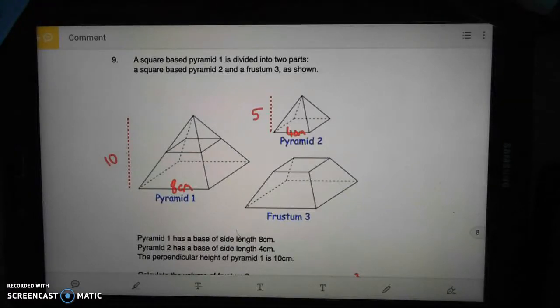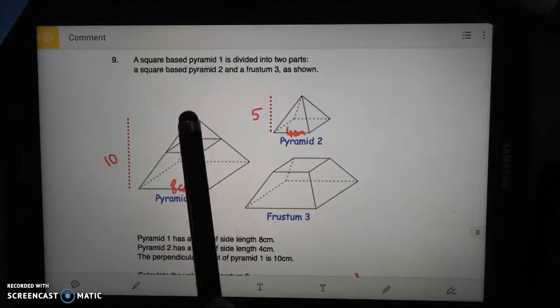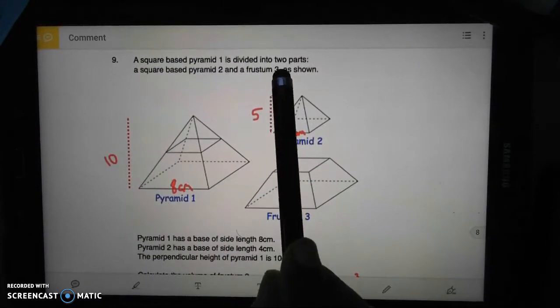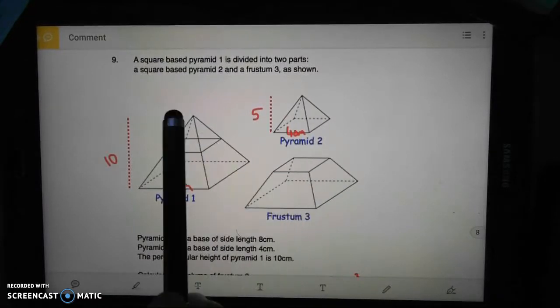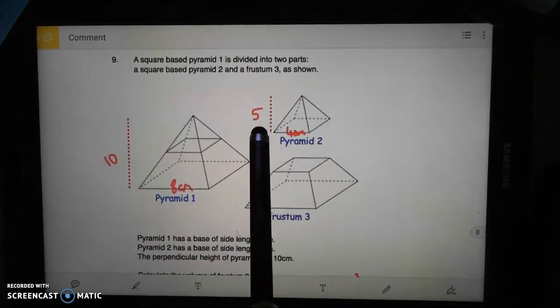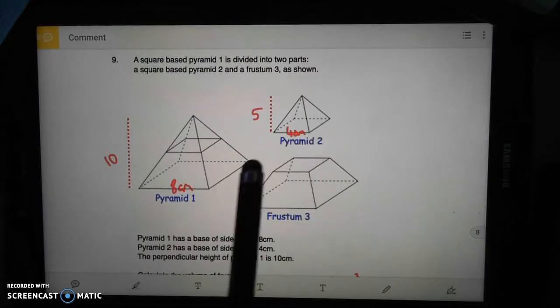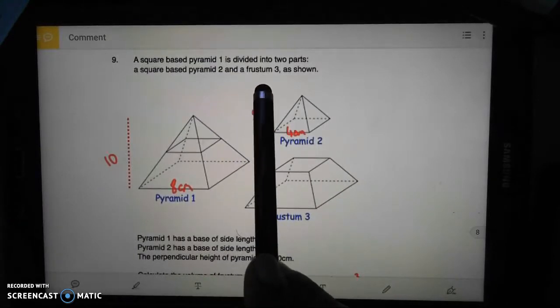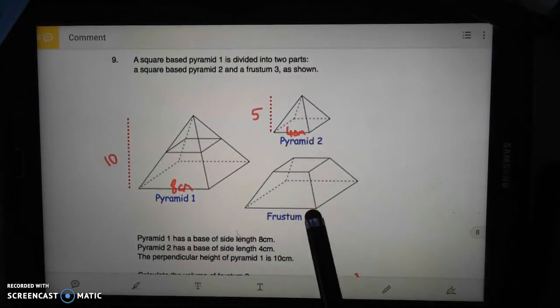Question 9 looks very tough, but if you follow the steps carefully, it should be quite straightforward. It says a square-based pyramid 1, so this pyramid here, is divided into two parts. A square-based pyramid 2, so the top bit was cut off and made into pyramid 2, and a frustum 3, so this bottom bit we call a frustum.